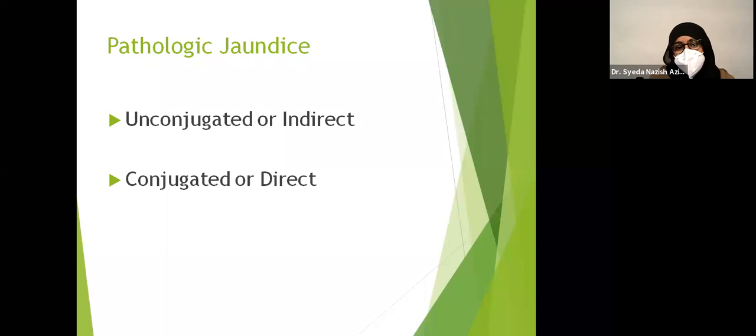So we will be focusing on pathologic jaundice from now. How do we classify pathologic jaundice? We classify it into 2 categories of hyperbilirubinemia: unconjugated or indirect, and conjugated or direct.